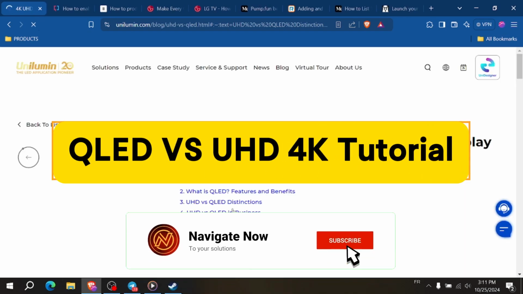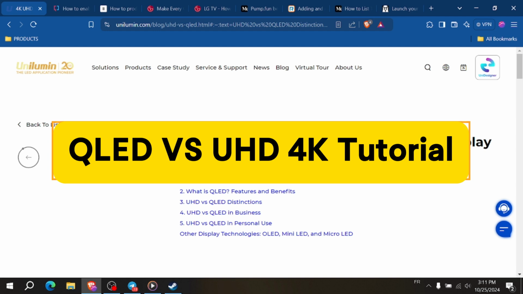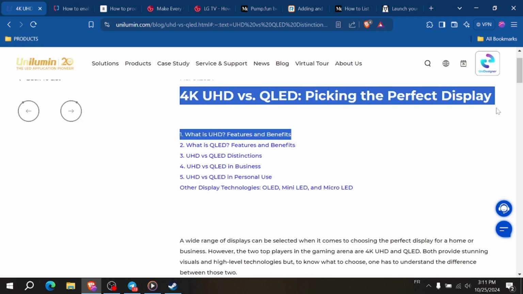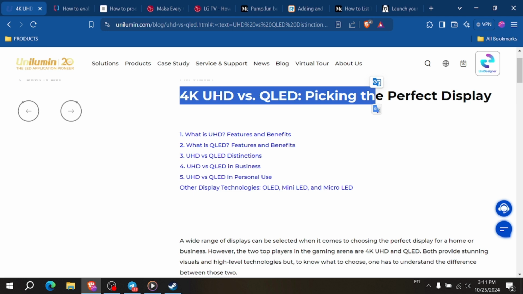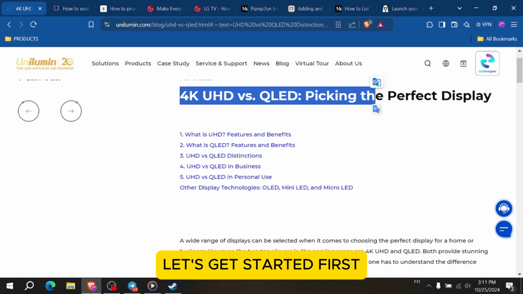QLED versus UHD 4K. What's the difference? Hey everyone, in this video we're going to compare QLED and UHD 4K technologies to help you understand the differences and make an informed decision for your next TV purchase. Let's get started. First, let's talk about the UHD 4K.